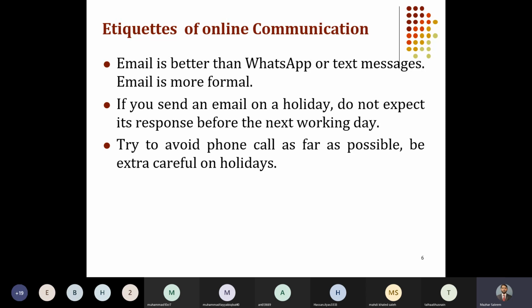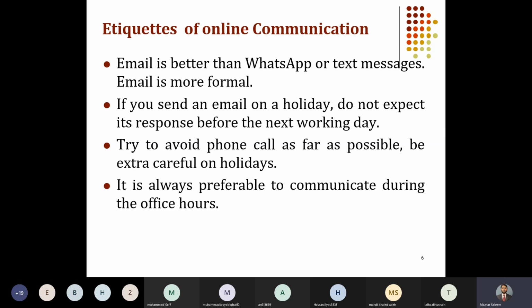Try to avoid phone calls as far as possible, and be extra careful on holidays, because a phone call means the other person needs to pick up your call and respond to your queries immediately. But the person on the other end might be busy having some meeting or doing his personal stuff or whatever. So phone calls are not preferable, and especially on the holidays, no, don't make phone calls.